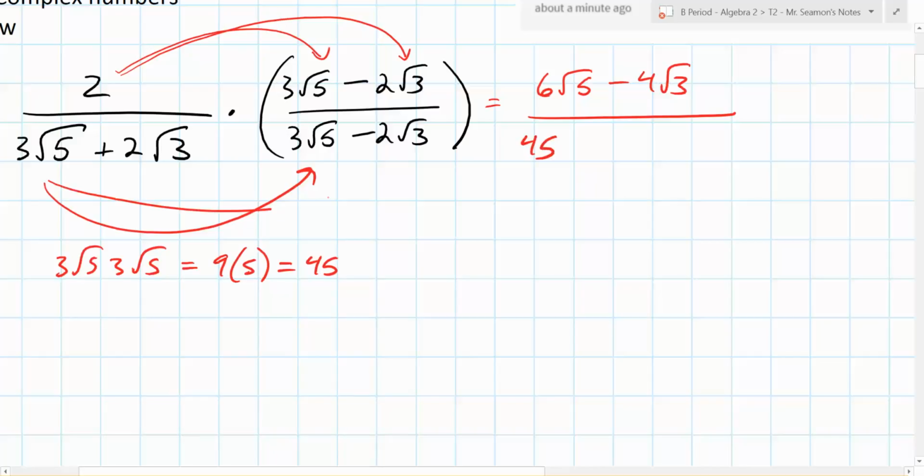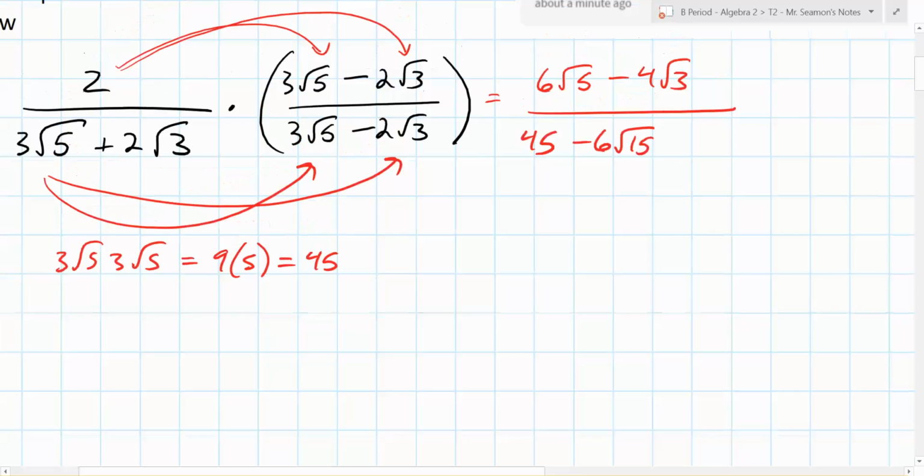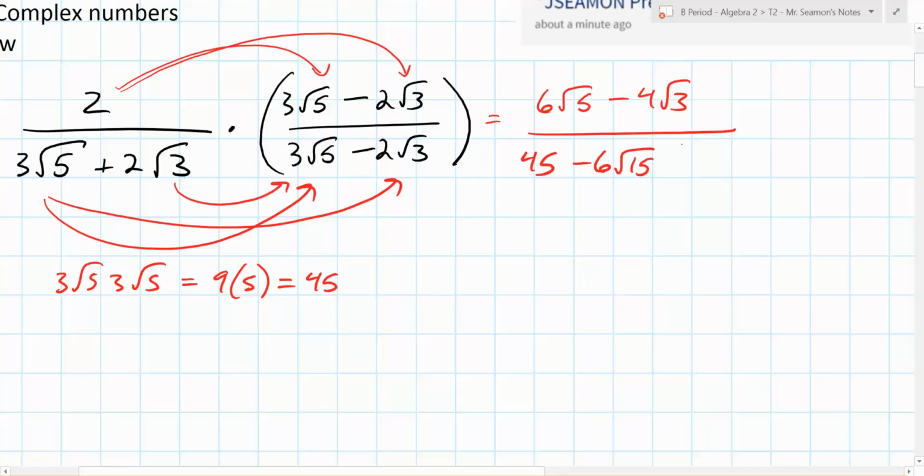What's 3 root 5 times negative 2 root 3? It's minus 6 root what? 15, exactly. And then what's this one right here? It's not the same exact thing. 15, yep. And then what's 2 root 3 times negative 2 root 3?